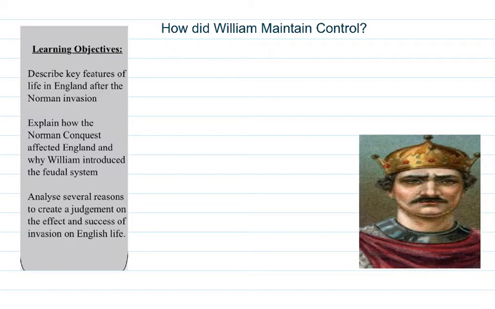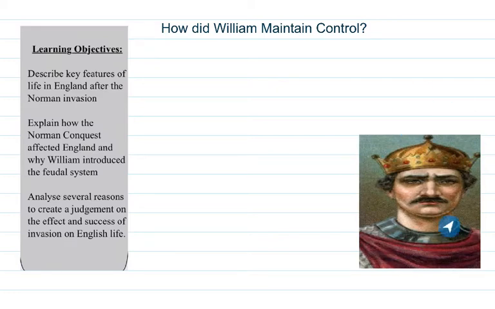To do that, we've got 3 learning objectives that we're going to focus on today. We're going to describe the key features of life in England after the Norman invasion. We're going to explain how the Norman conquest affected England and why William introduced something called a feudal system. You may have heard of that before. And we're going to analyse several reasons to create a judgment. That means we're going to decide whether his invasion of England was successful. You're going to make a judgment. You're going to say, I think it was a success, or I think it wasn't.